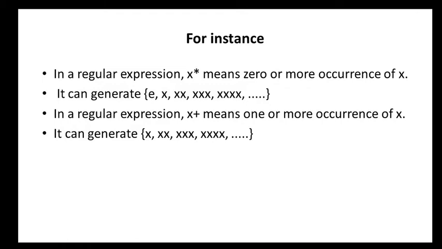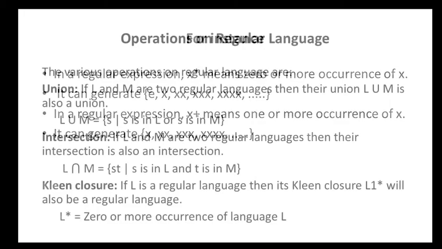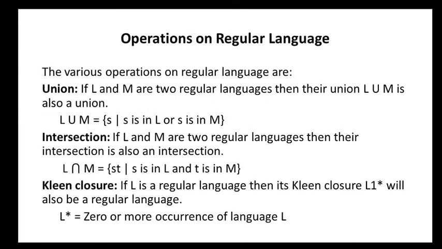For instance, in a regular expression, x star means 0 or more occurrences of x. That means x star can generate a single x, double x, triple x, 4x, etc. Any number of x. In a regular expression, x plus means one or more occurrences of x. It can also generate the same thing: x, 2x, 3x, 4x, like that. That is an instance.